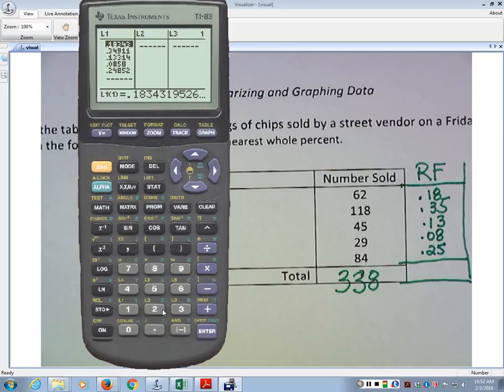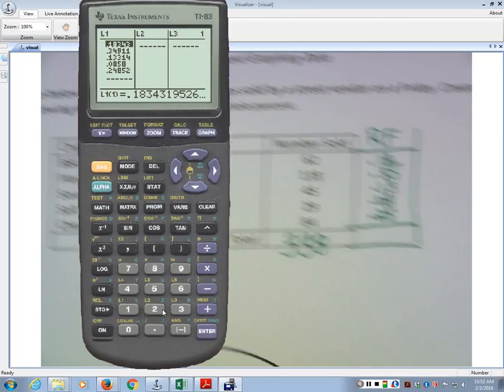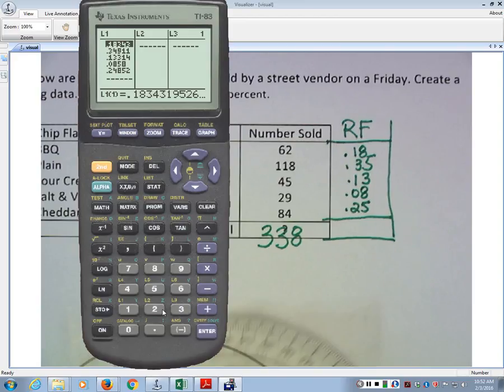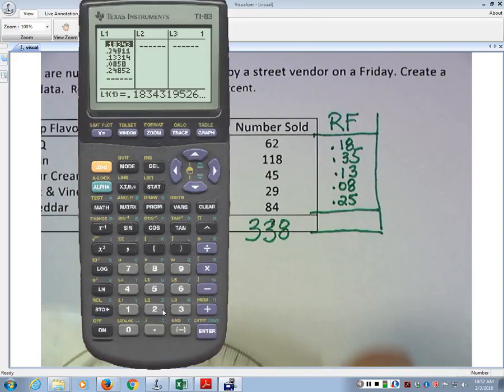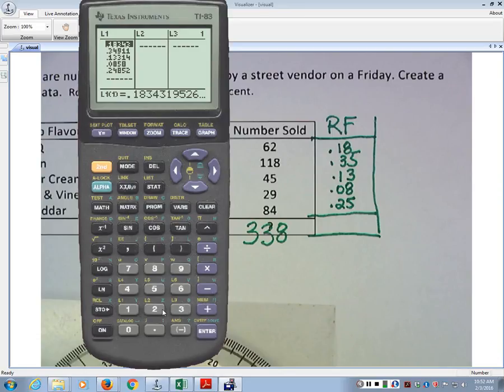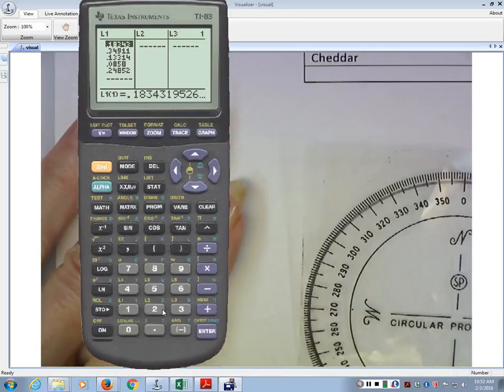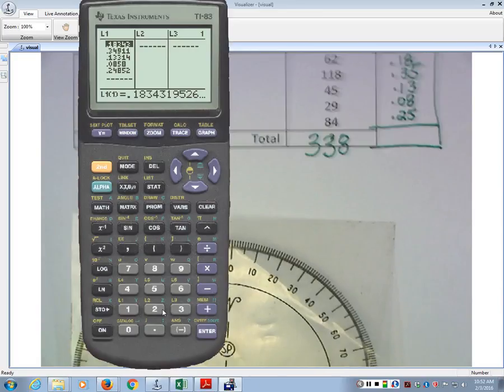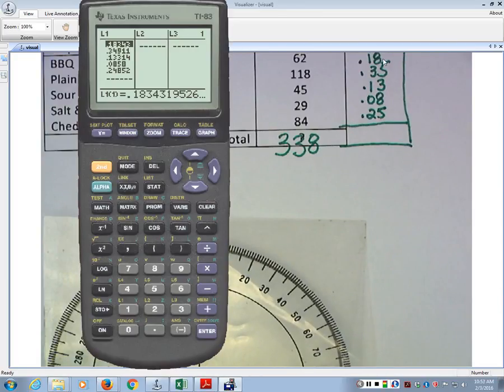And I'm also using the calculator because of the other thing that I'm going to have to do. A circle has 360 degrees in it. I need to decide how many degrees of that circle that each one of these proportions is going to be. So what I'm going to do is I'm going to go over here to the top of list 2. And I'm going to say, take all those numbers in list 1 and multiply those numbers by 360 degrees so I'll know how big to make each piece of the pie.